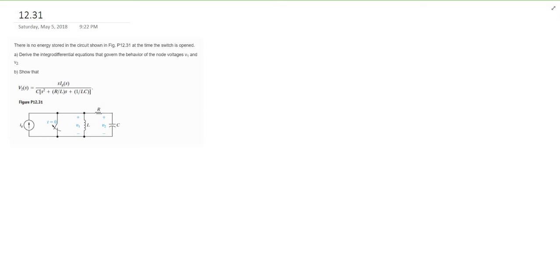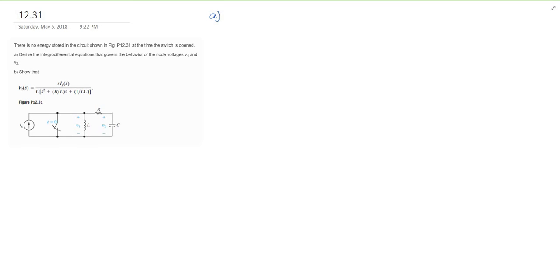We can start by reading the question. There is no energy stored in the circuit, shown below, at the time the switch is open. Derive the integral differential equations that govern the behavior of the node voltages V1 and V2. Then part B says show that V2(s) is equal to the following equation. Alright, so we can start by doing part A.